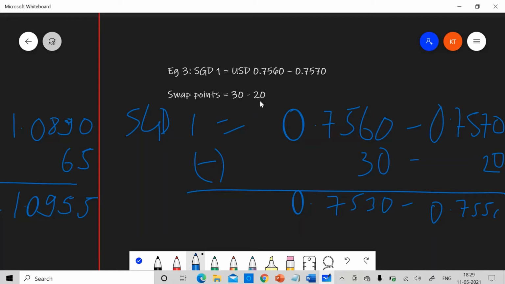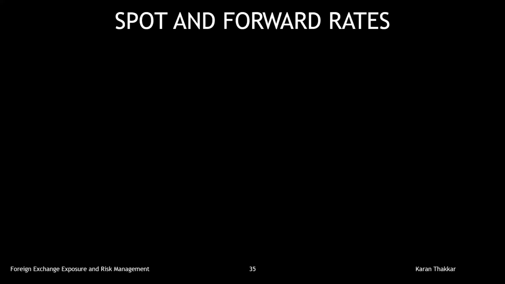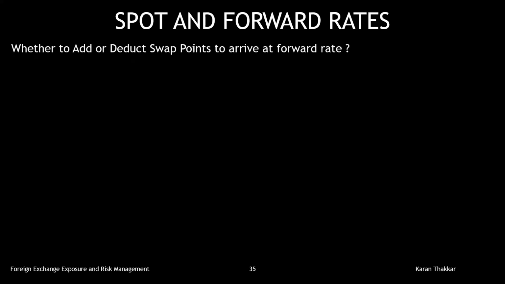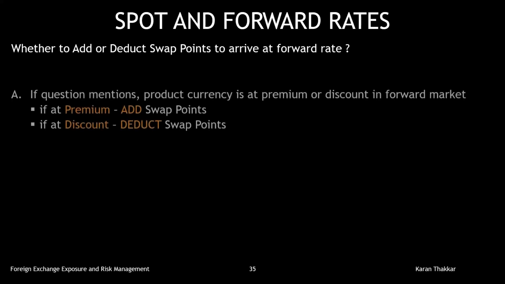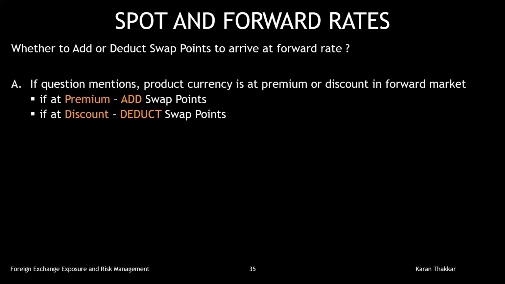decide on what basis whether you add the swap points or you deduct them. In the example till now, I mentioned whether you had to add the swap points or deduct them. But how would you identify what needs to be done? So the question can mention two types of information. The first is that the question will directly mention whether the product currency is at premium or discount in the forward market. If it is mentioned that the product currency is at premium in forward, it means that the forward rate is higher than the spot rate, and thus we add the swap points.